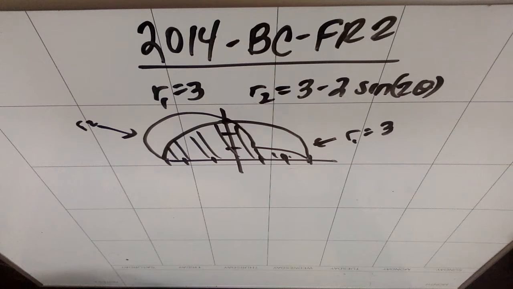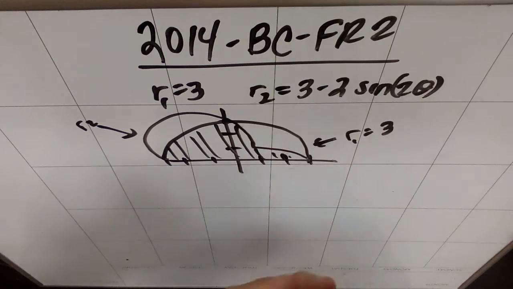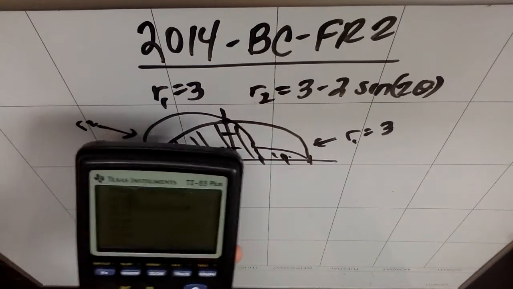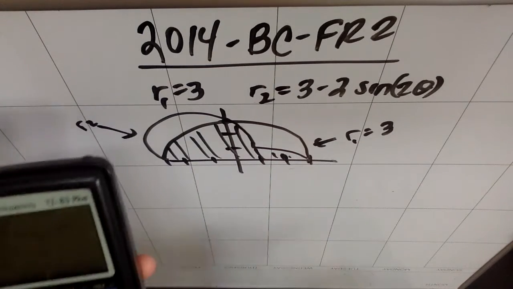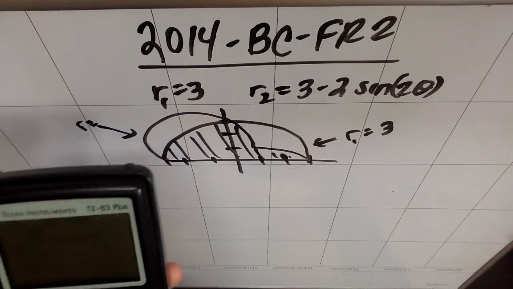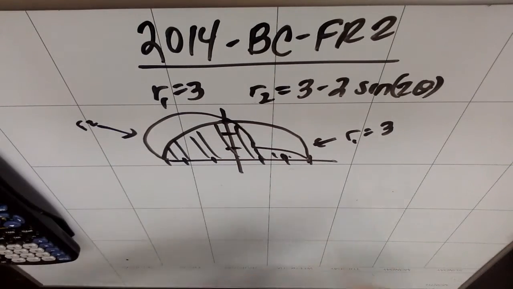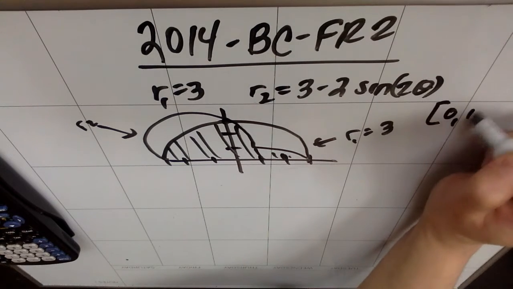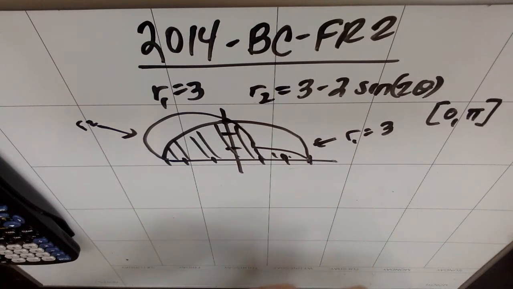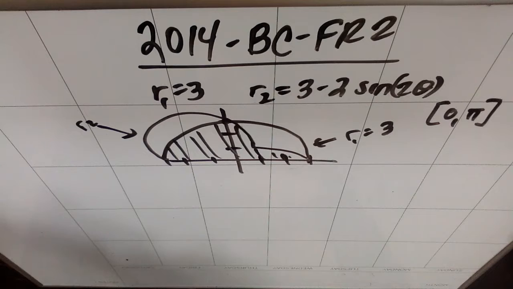So we're given the graphs of two polar curves, r equals 3, which I called r1 in my calculator because it was the first one that was given, and r equals 3 minus 2 sine of 2 theta, which I called r2 in my calculator. And I'm doing this on the window from 0 to pi. And this is the terrible recreation I have of the graph that they did for us, but cool.